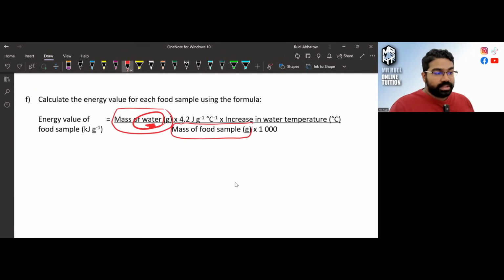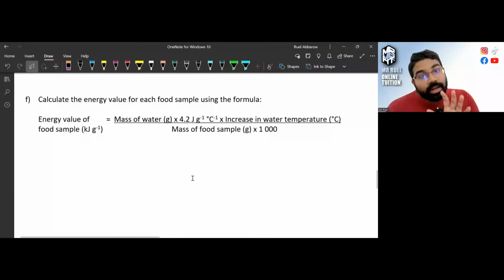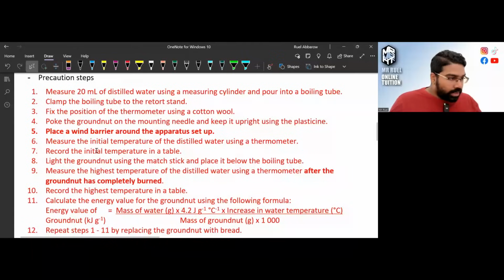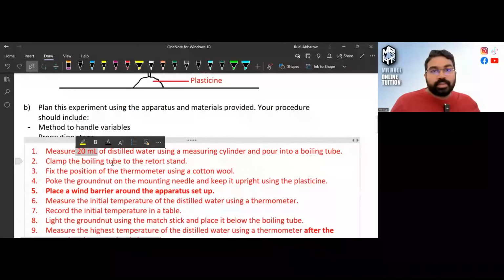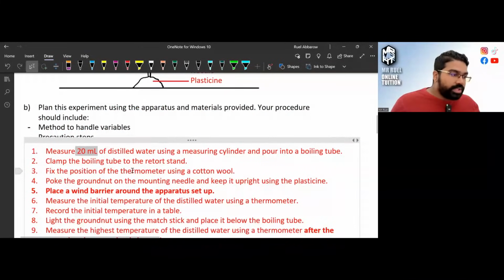Right? Food sample mass is at the bottom. Okay, so what is the mass of water? This will depend on the procedure, if they give you one. Check the volume of water used. Here we take 1 ml is 1 gram. So 20 ml means 20 gram.